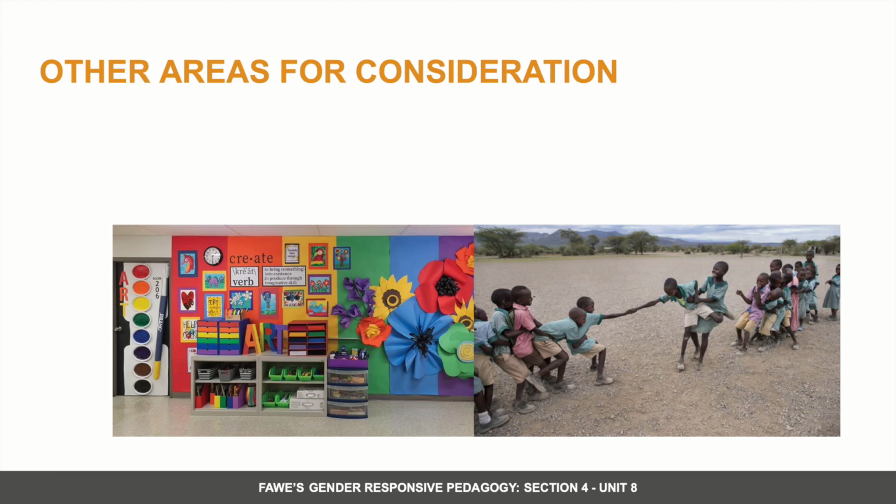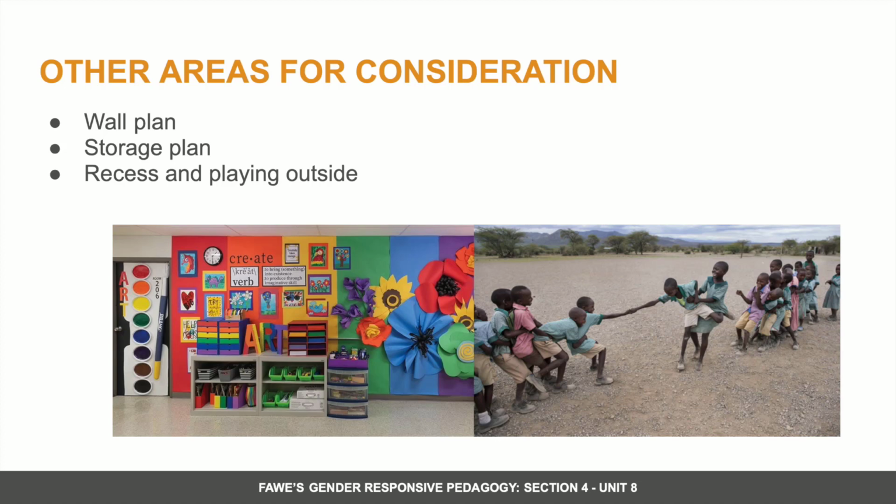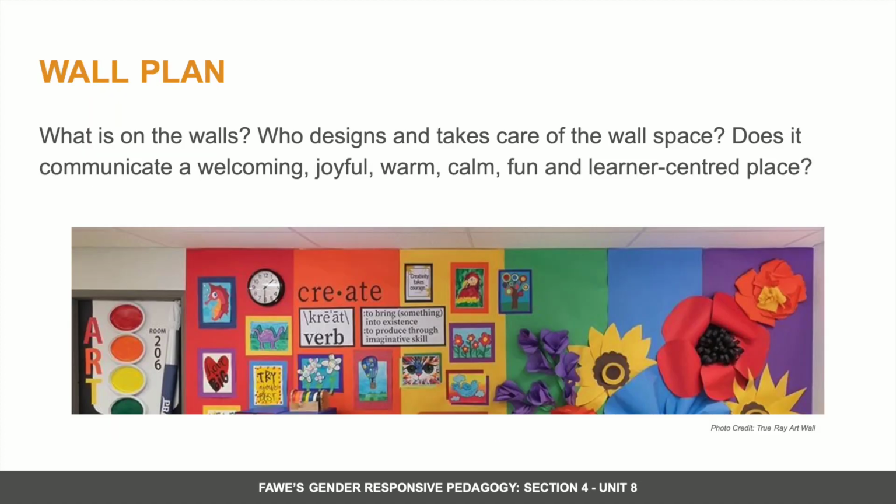Additional areas for consideration when creating a gender-responsive classroom environment are wall plan, storage plan, recess, and playing outside. When reflecting on guidelines to create a wall plan, teachers should consider these questions. What is on the walls? Who designs and takes care of the wall space? Does it communicate a welcoming, joyful, warm, calm, fun, and learner-centered place?